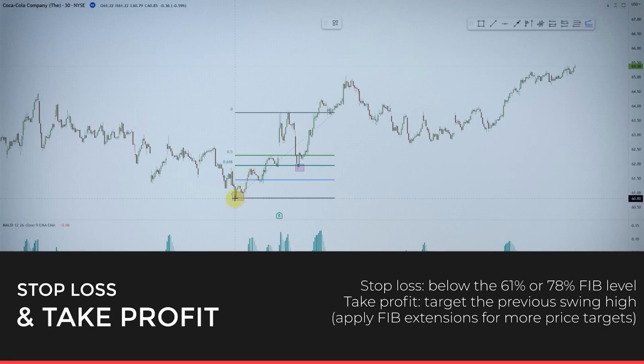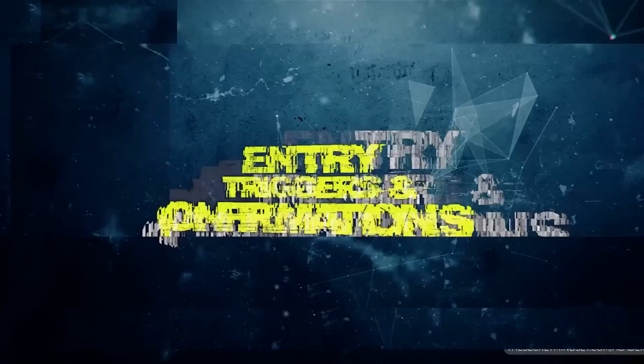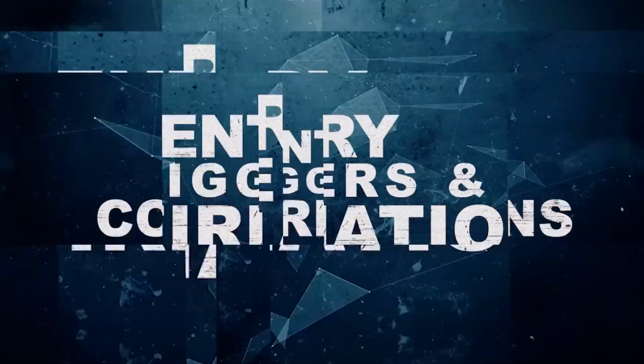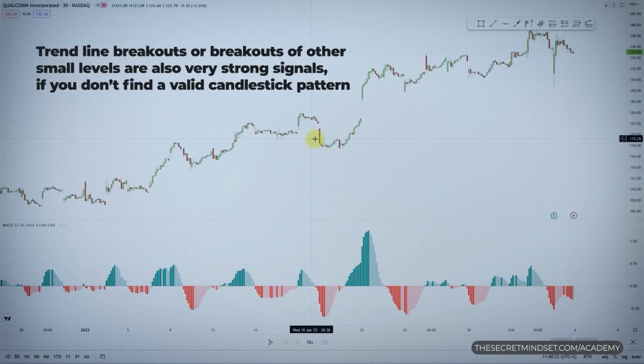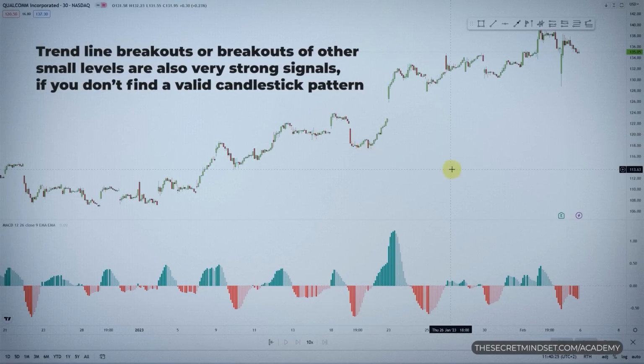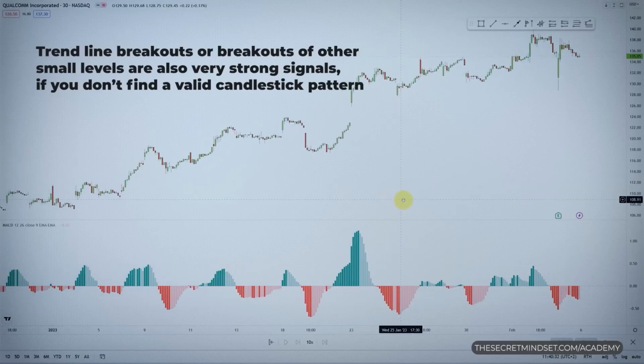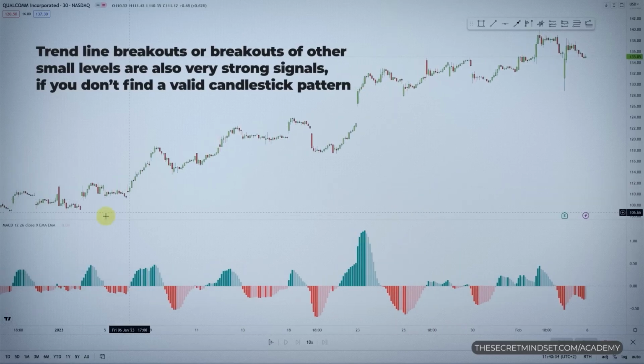If you want to find more profit targets, you apply fib extensions. So another price target would be here and here. Trendline breakouts or breakouts of other small levels are also very strong signals that the hidden divergence could prove to be successful if you don't find a valid candlestick pattern.